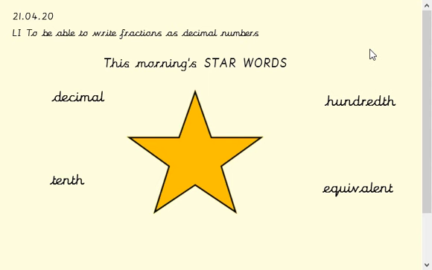Our star words today are decimal, tenth, hundredth, and equivalent. All of the other 3 we've been using in the last 3 or 4 lessons, but the word equivalent now comes into play. And you might remember the word equivalent from our maths lessons earlier on in the year. The word means the same as, something that is the same as.